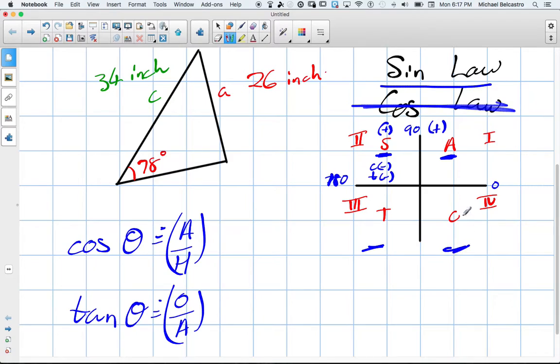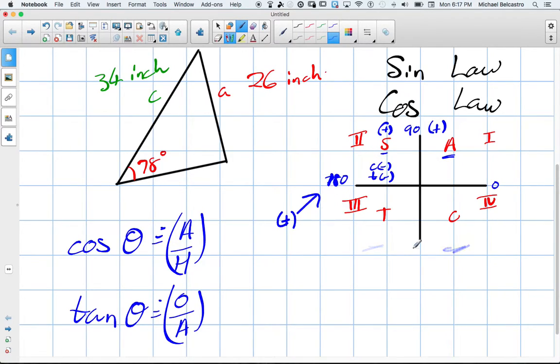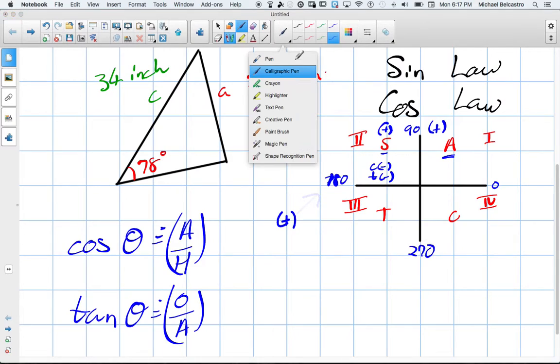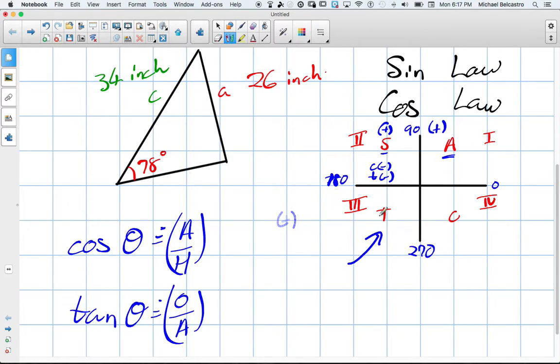Why not the next two? Well, we know a triangle's angles can only add up to 180 degrees. So with that being the case, the next quadrant would be 180 to 270. It's impossible to build a triangle and have an angle that's within here.